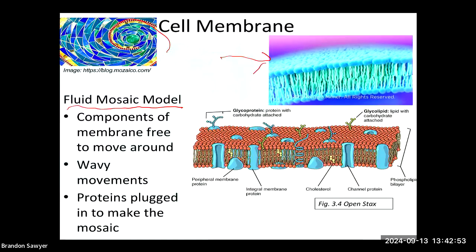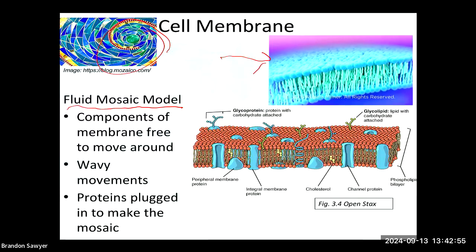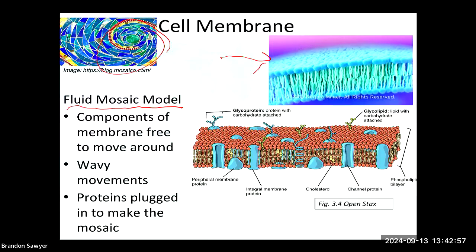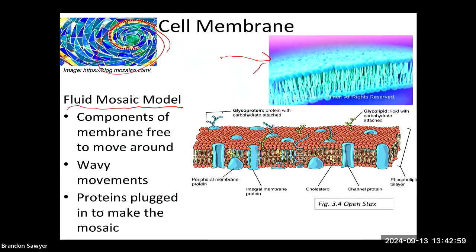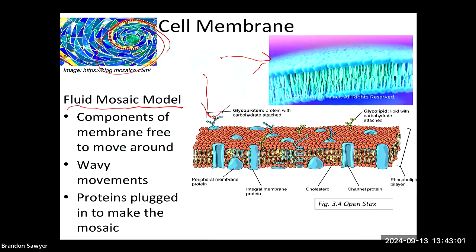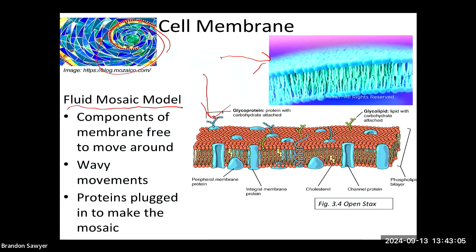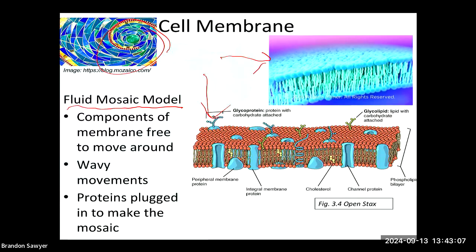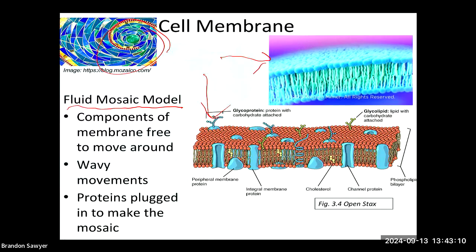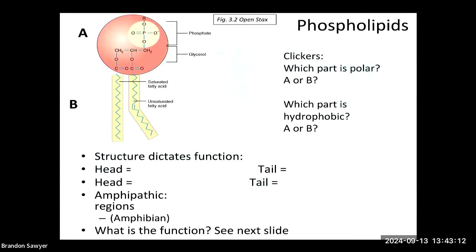And then the other part is the mosaic part, right? That's a tile mosaic where there's all kinds of different colors and shapes plugged into it. That's what we have in a cell membrane as well: all kinds of different proteins and glycoproteins and cholesterols and other components plugged in, in a mosaic-like fashion. Okay, so let's talk about phospholipids. Phospholipids are the key component here.